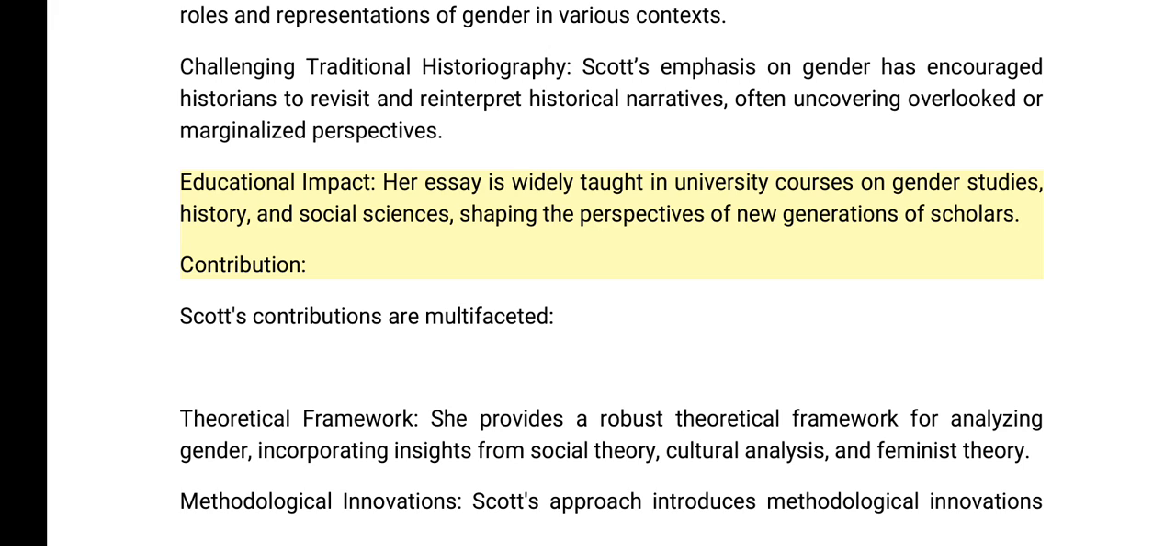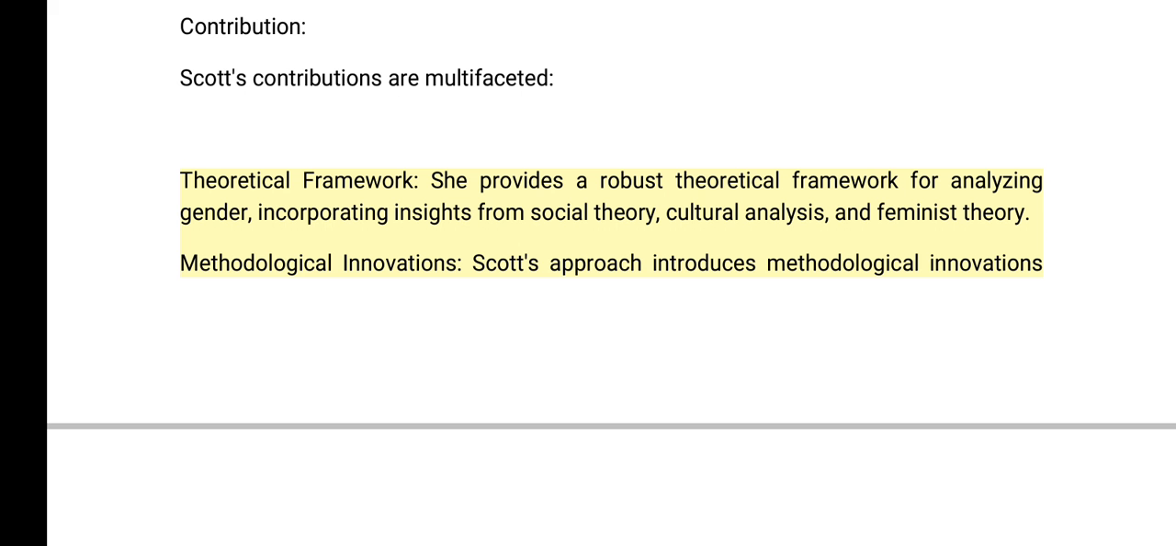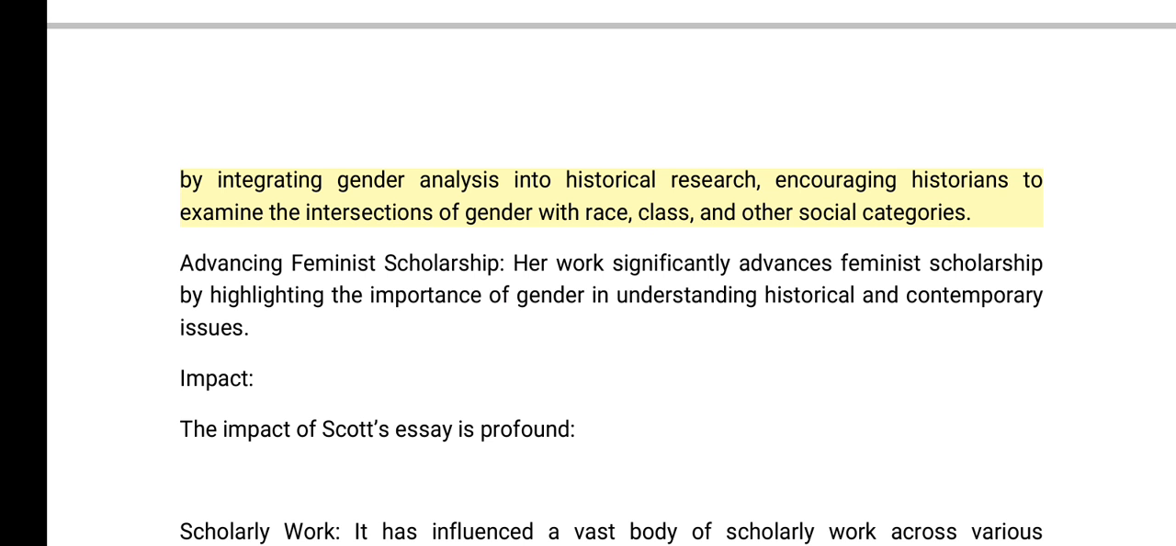Contribution. Scott's contributions are multifaceted. Theoretical framework. She provides a robust theoretical framework for analyzing gender, incorporating insights from social theory, cultural analysis, and feminist theory. Methodological innovations. Scott's approach introduces methodological innovations by integrating gender analysis into historical research, encouraging historians to examine the intersections of gender with race, class, and other social categories.